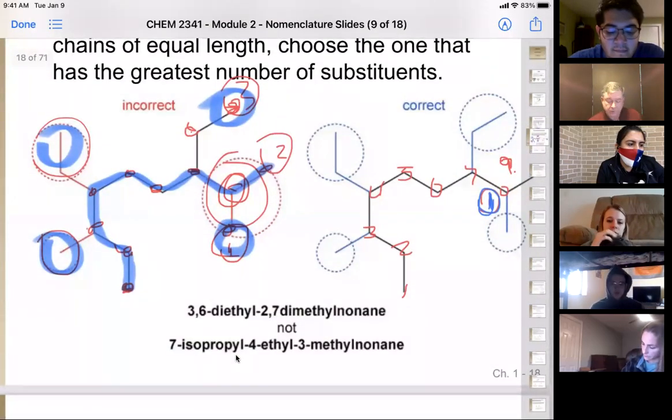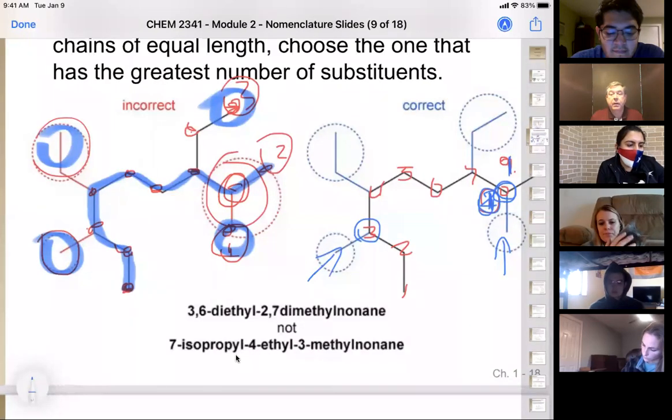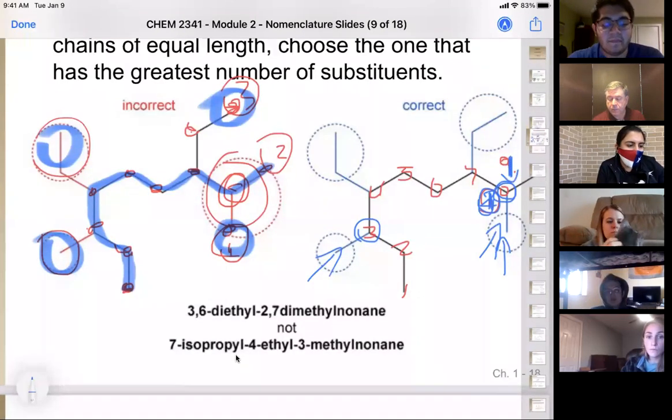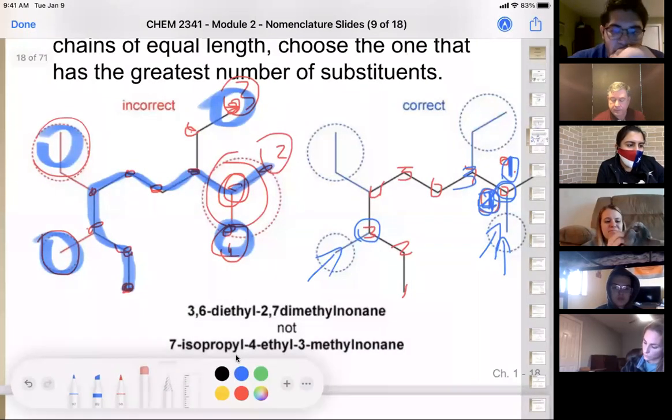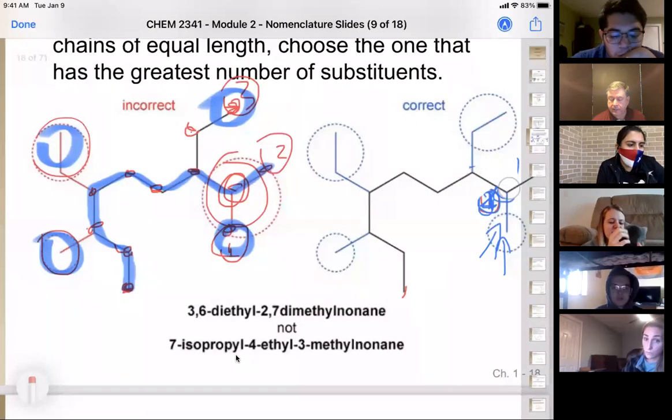Notice that if we number it from this other side here, 1, 2, this substituent is now on the number 2. This substituent is on number 3. So that means this is the first substituent we encounter, and it's not ambiguous. We must start on this end here as number 1, number 2, number 3. So let's erase those and draw it correctly.